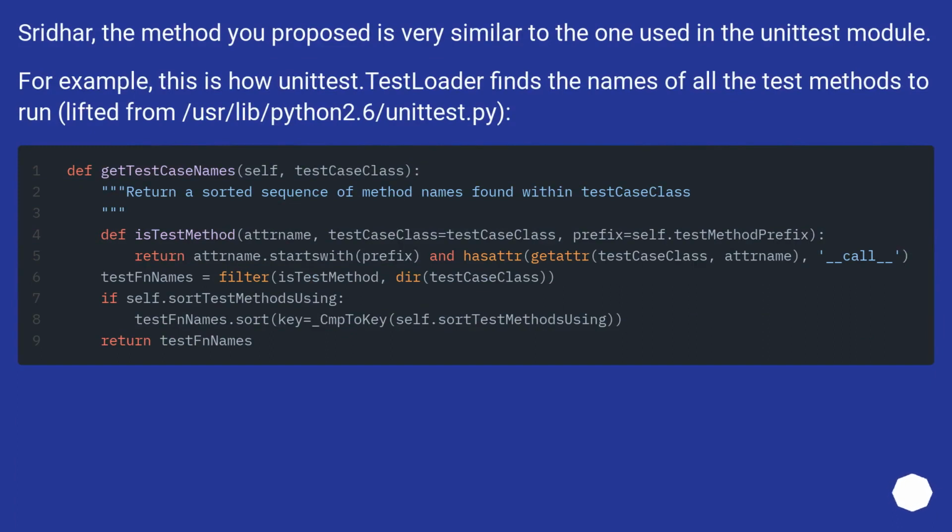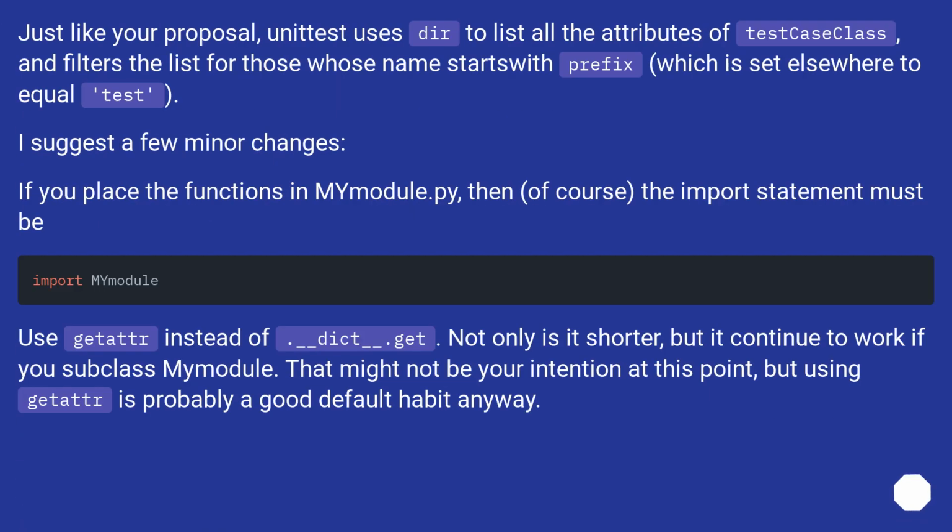Sridhar, the method you propose is very similar to the one used in the unittest module. For example, this is how unittest.TestLoader finds the names of all the test methods to run. Just like your proposal, unittest uses dir to list all the attributes of a test case class, and filters the list for those whose name starts with prefix, which is set elsewhere to equal test. I suggest a few minor changes.